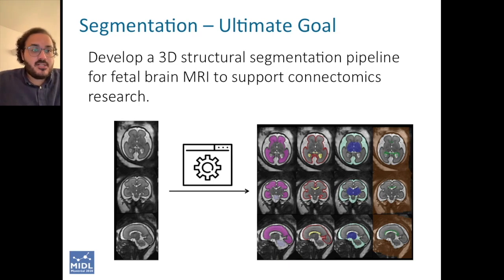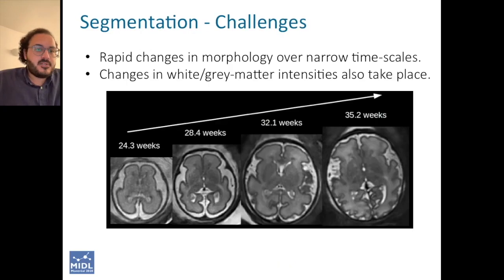This presents a key challenge though, because unlike adult brains, fetal brains tend to show rapid changes in morphology, which take place over a narrow timescale. As you can see in the figure, fetal scans at very young ages, around 24 weeks of gestational age, tend to have very smooth structures. And as the fetus develops, the brain structures become less smooth, but more and more convolved.